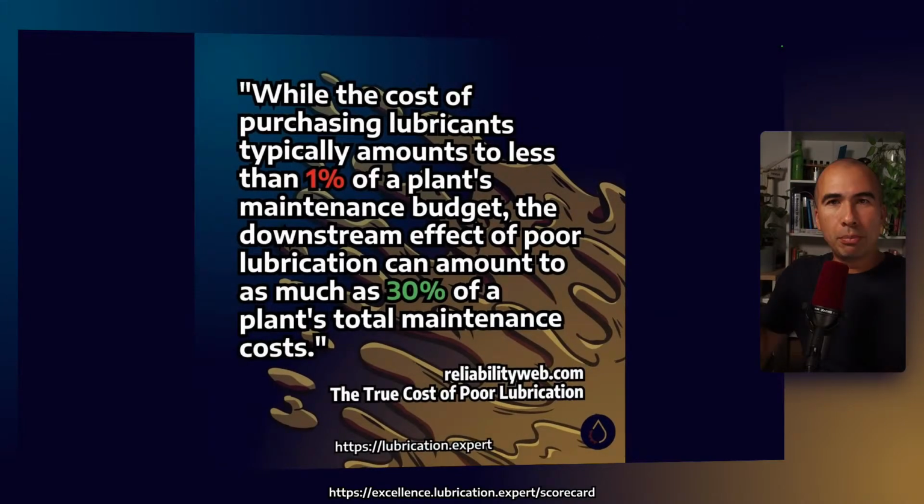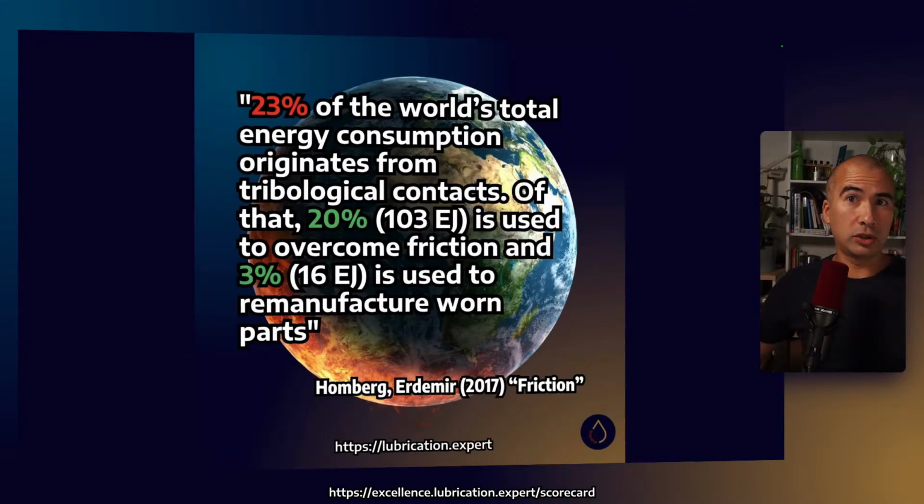Now, why is it important to look at lubrication? For example, if you are in an industrial plant, typically about 1% of the maintenance budget will be devoted to lubricants, but poor lubrication can amount to up to 30% of a plant's total maintenance costs. There are all sorts of numbers around this. When you look at the world's total energy consumption, about 23% of it is purely lost due to friction.